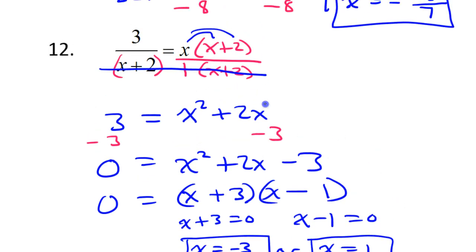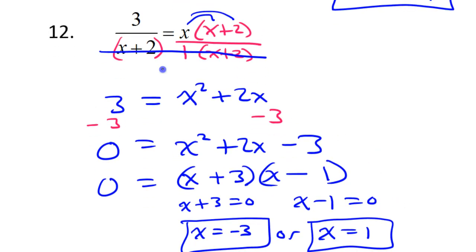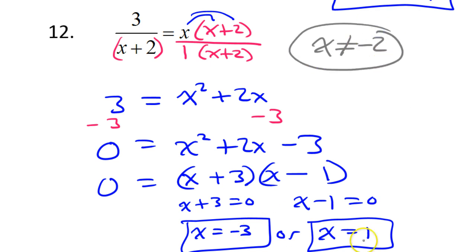Okay, let's just double check and make sure that neither of these are excluded values. I thought I had an eraser, but I'm just scribbling. Okay, so the excluded values, there's only one. Looking at the denominator, if I set x plus 2 equal to 0, that would tell me that x cannot equal negative 2. Alright, neither of these are excluded, so these are the solutions.